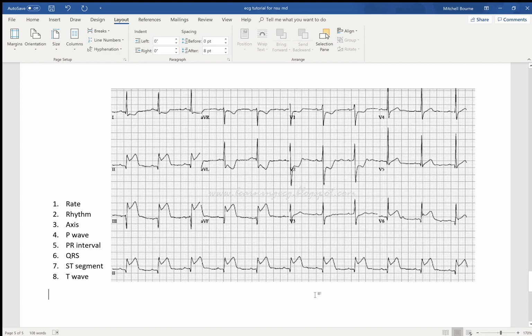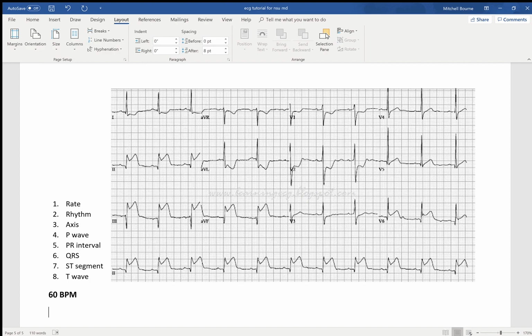So rate, just calculate it real quick. We can use our method we learned. Let's use this one right here because it starts on a black bar. So 300, 150, 100, 75, 60. So it's roughly 60, right? Remember, it could be 65, it could be 59, but it's roughly 60. An estimation we're doing here. So rate is 60. So far, it's not bradycardic, it's not tachycardic.